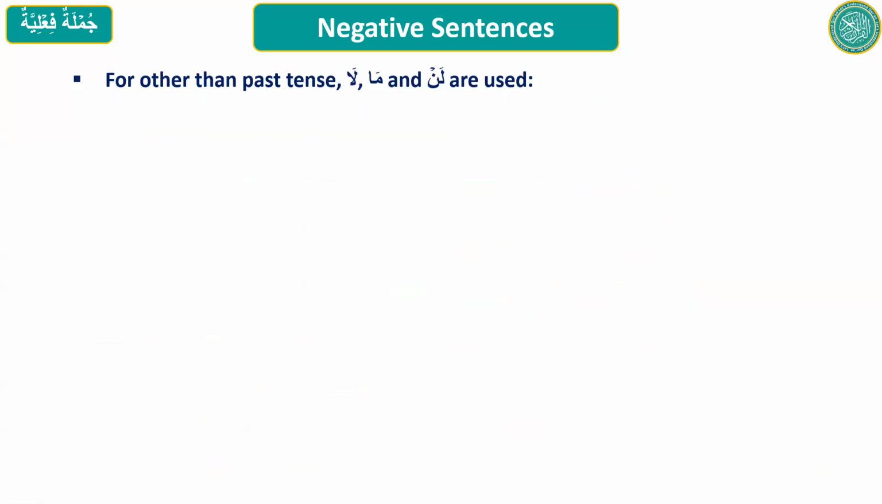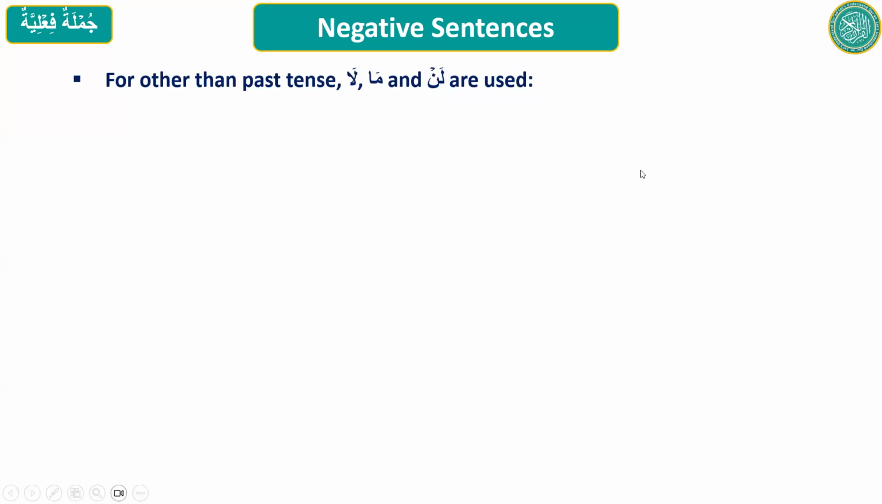So if it is not the past tense, what is used? La, ma, and lan. You can use one of these three when it is not the past tense. Ma is common between them. Ma can be used for negation in past tense, and if it is not past tense, it can still be used. So ma is common between the two, but la and lan are new. So again, if it is not the past tense, then la, ma, or lan can be used for negation of a jumla fi'liya.